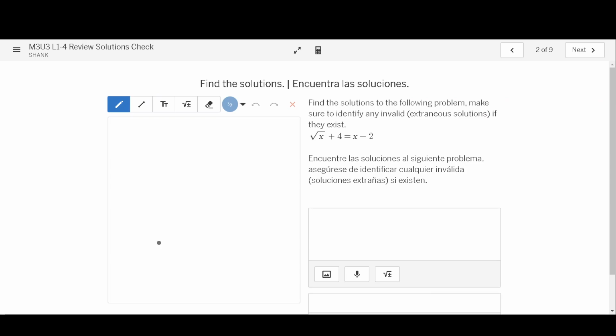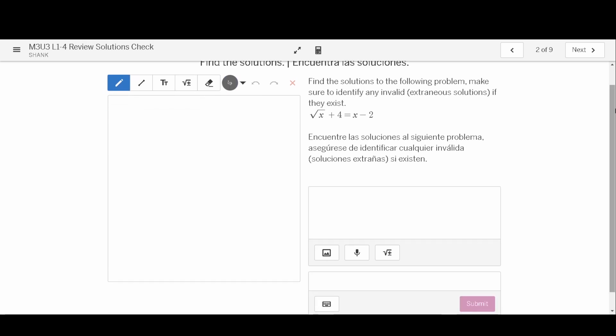It says find a solution to the following problem. Make sure you identify any invalid solutions. Using that poster on the side there, I'm talking about being able to set them equal to each other. So I have square root of x plus 4 equals x minus 2. I need to get rid of some of these terms, so let's subtract 4 from both sides. I have square root of x equals x minus 6.